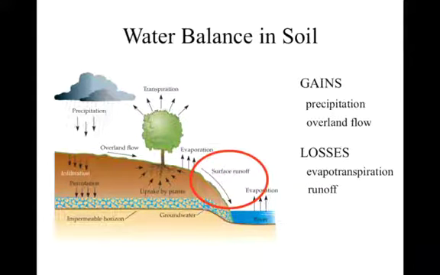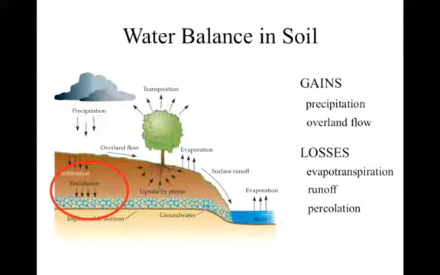You also have runoff. So with runoff, you have the overland flow that may eventually sink in, but then you also have surface runoff that doesn't sink into the soil anywhere. It just ends up down in the river or from the river to the ocean. And so that's no longer available in the soil.